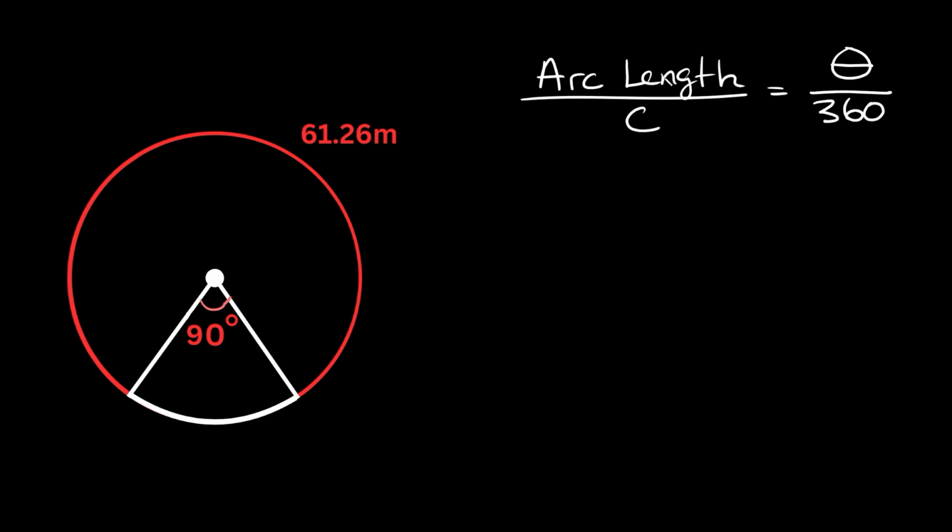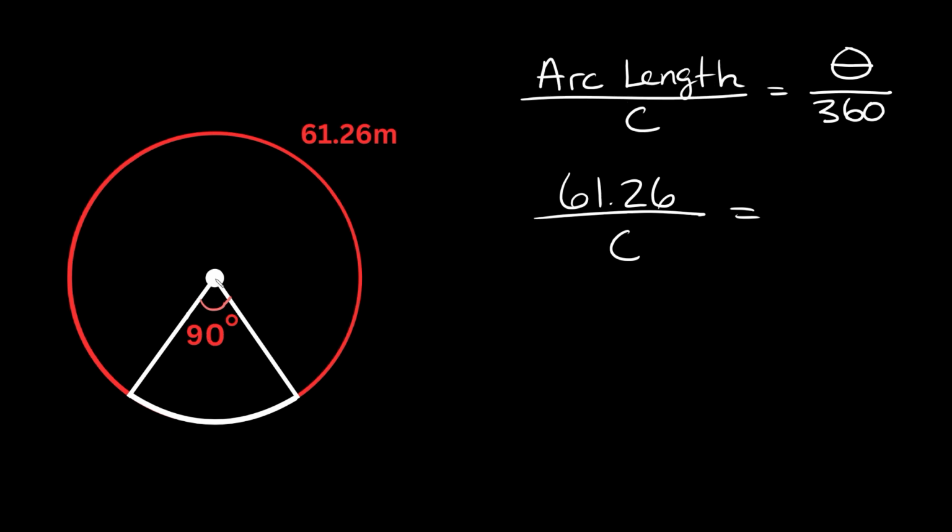Let's just plug in what we know first. For the arc length, it's given that this big red one is 61.26, so let's plug in 61.26 right there. Then we don't know the circumference, that's what we're looking for, so that's going to be C. And then that's equal to theta. Remember, theta is the central angle that opens up to the arc length that you're using.